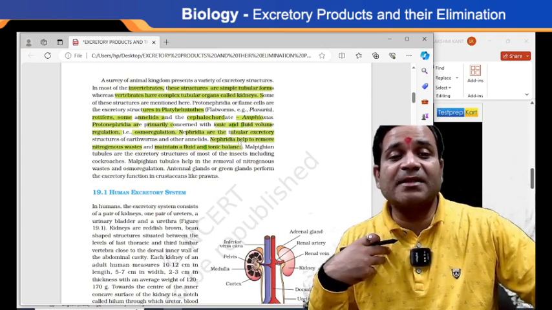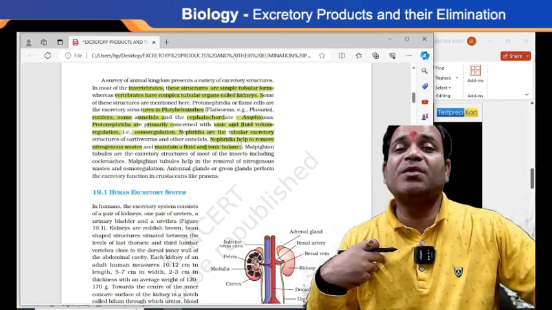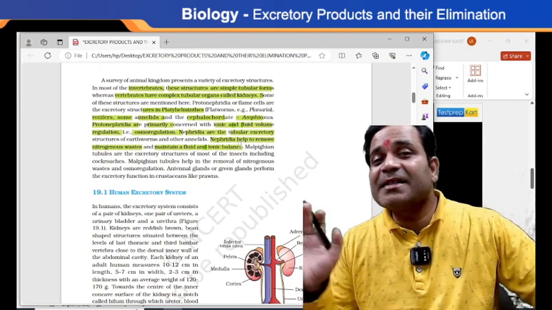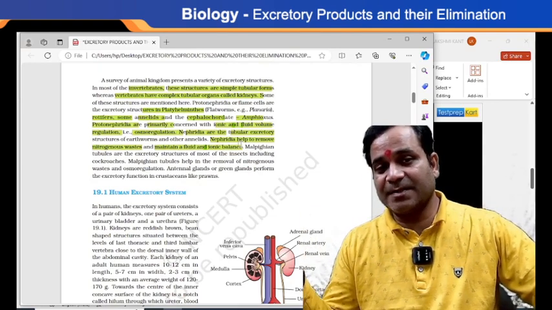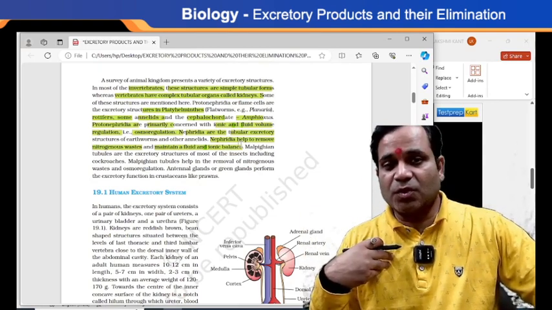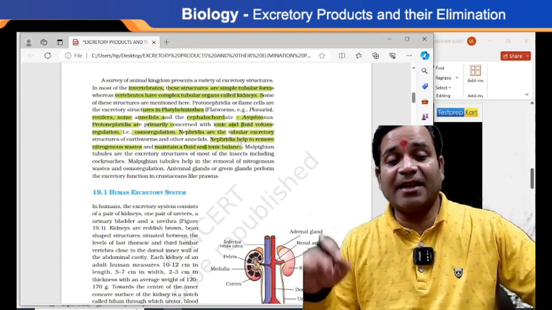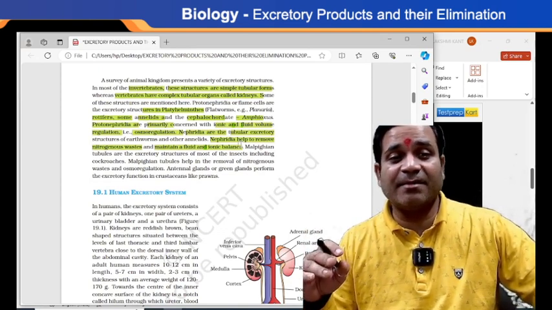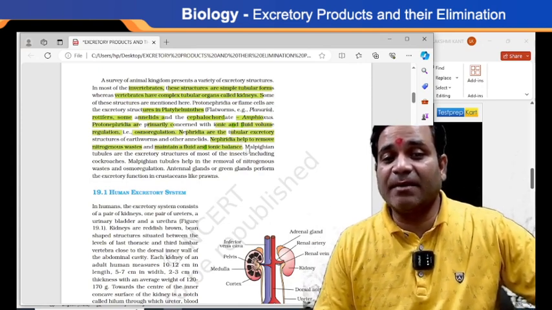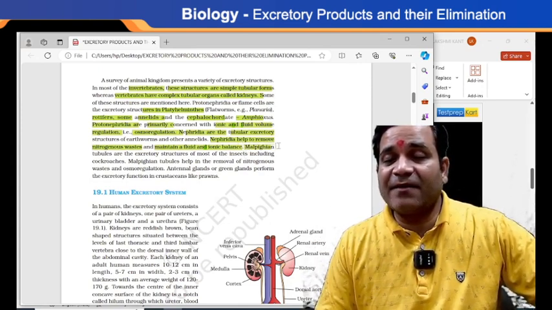Fluid ionic balance means that whatever the amount of fluid contained within the body cells, other organisms have the same. But that is not so true. Whatever animals are basically found on land, those terrestrial animals maintain the fluid and ionic balance. Here another one is the malpighian tubules.